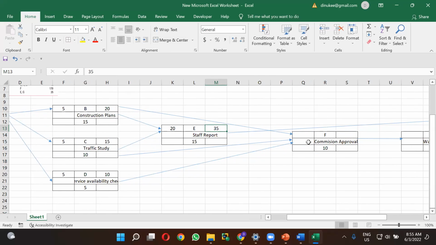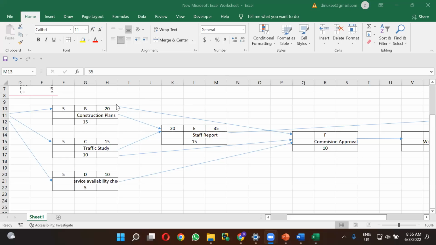So for the F activity, you can see how many arrows are coming for the F activity. Three arrows are coming. So based on those 3 arrows, you have to determine what is the early start time that I am going to choose. What is the early start time that you're going to choose for the F activity? Very good. You have to get the highest value.